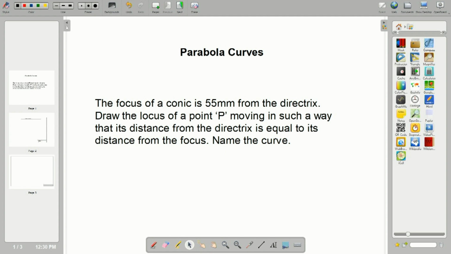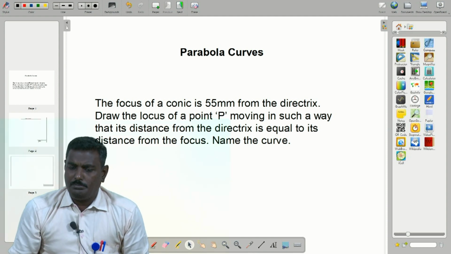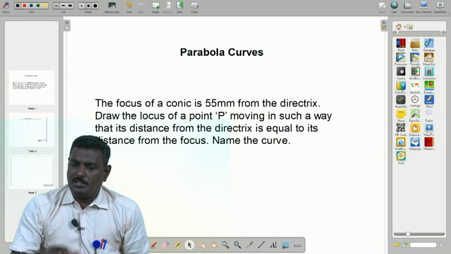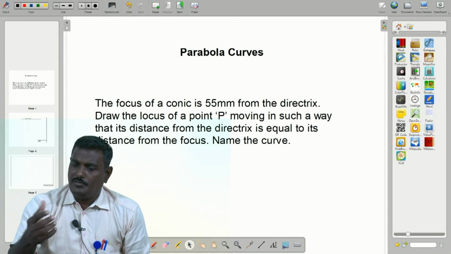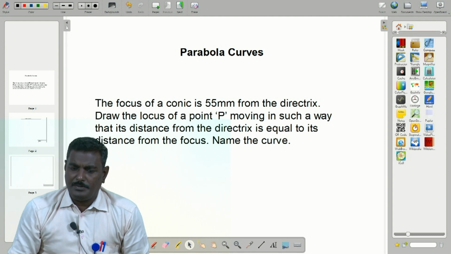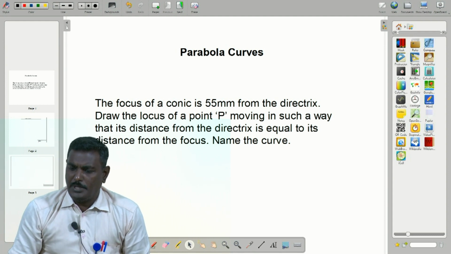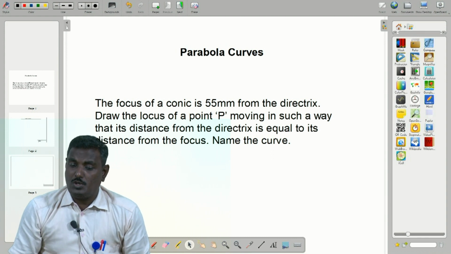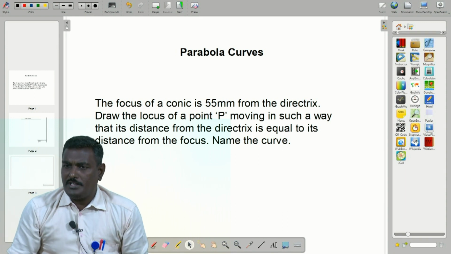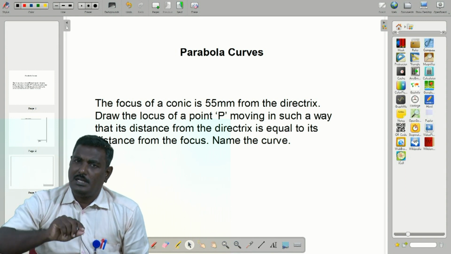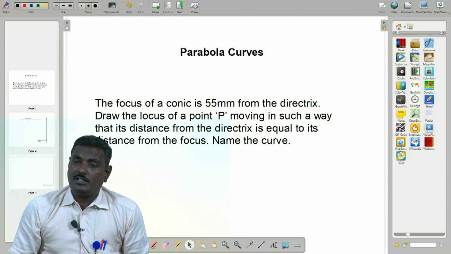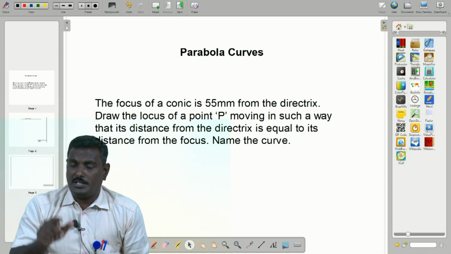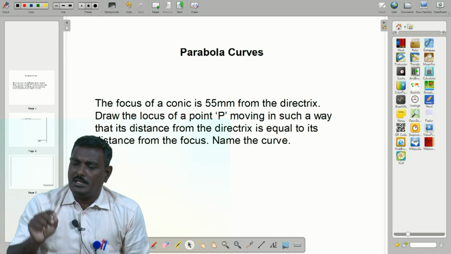For solving problems, we have taken some problems. The focus of a conic is 55 mm from the directrix. Draw the locus of a point P, moving in such a way that its distance from the directrix is equal to its distance from the focus. Then name the curve. Not only draw the locus of the point, that is the tracing, but the locus of a point is nothing but the tracing of a curve. What type of curve we have to draw is important here, so that is why they ask finally to name the curve.